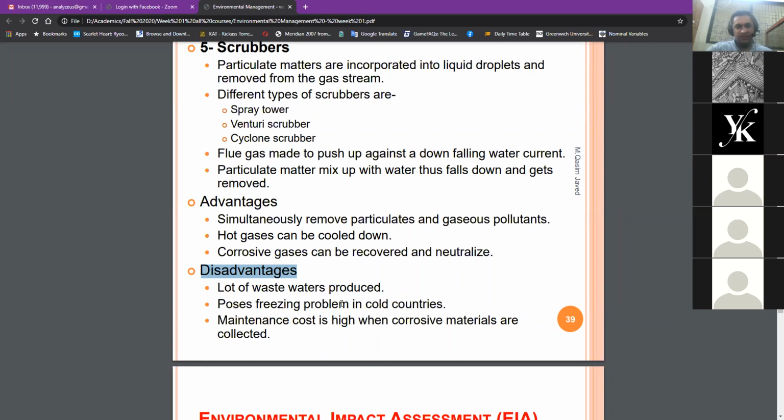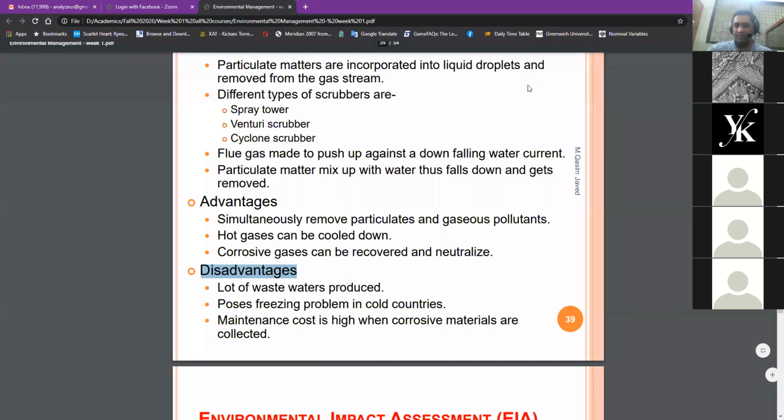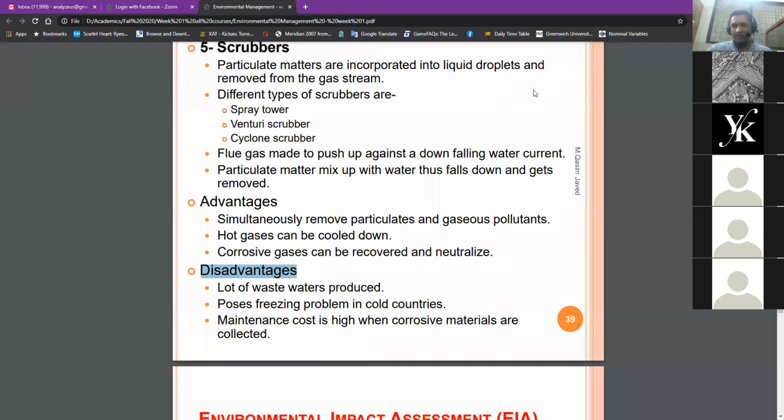It poses freezing problems in cold countries, because in a country like Russia, if the temperature is minus 30 or minus 40, the liquid droplets or the water stream can freeze. Water freezes at zero, so minus 30 and minus 40 are extreme temperatures. Trying to regulate the internal environment of a big factory or a big setup can be costly on its own.